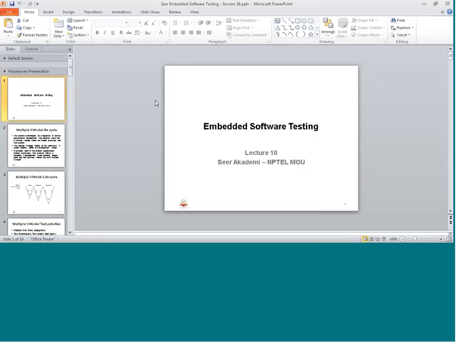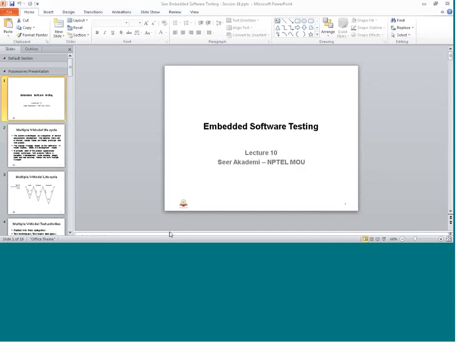The next session of embedded software testing. This is lecture 10. This is in continuation of the embedded development life cycle and testing life cycle and different types of life cycle like V model, multiple V model, master V model, etc.